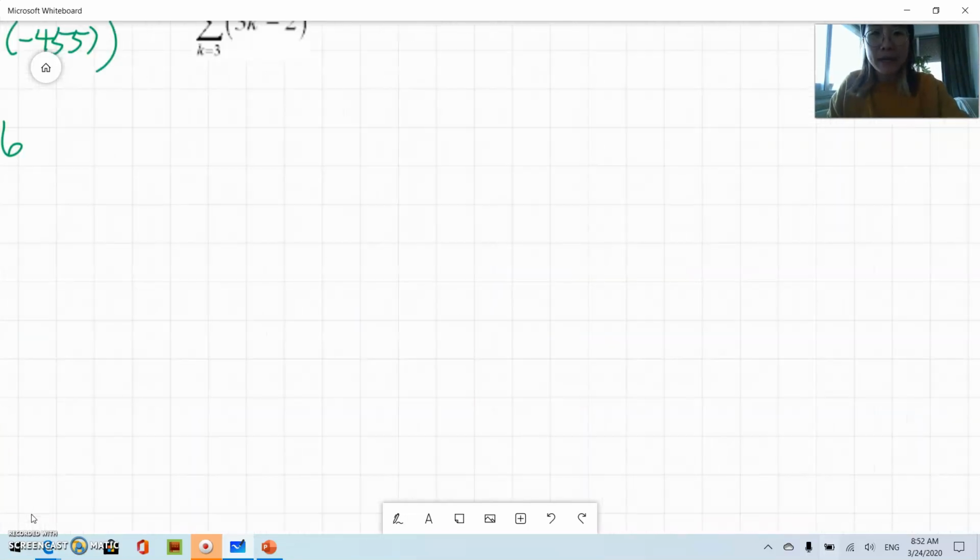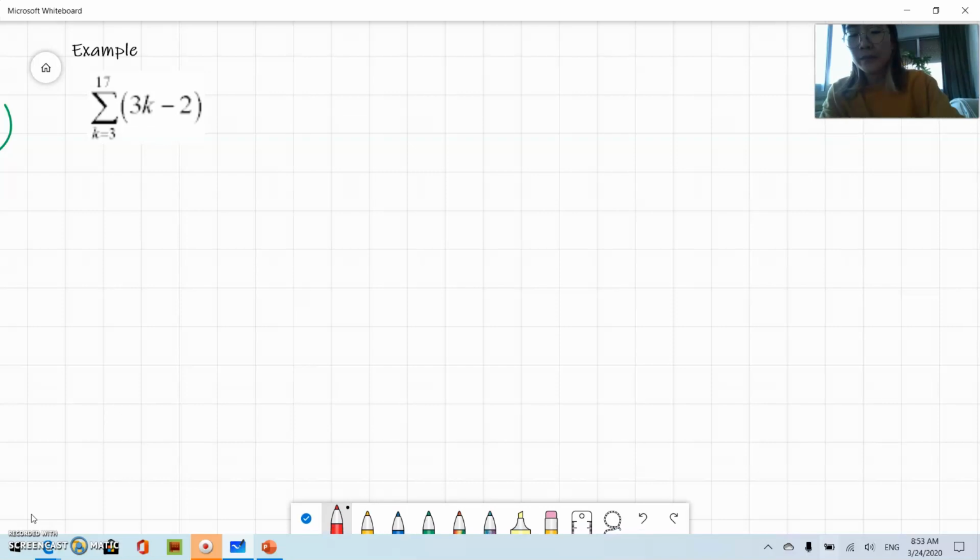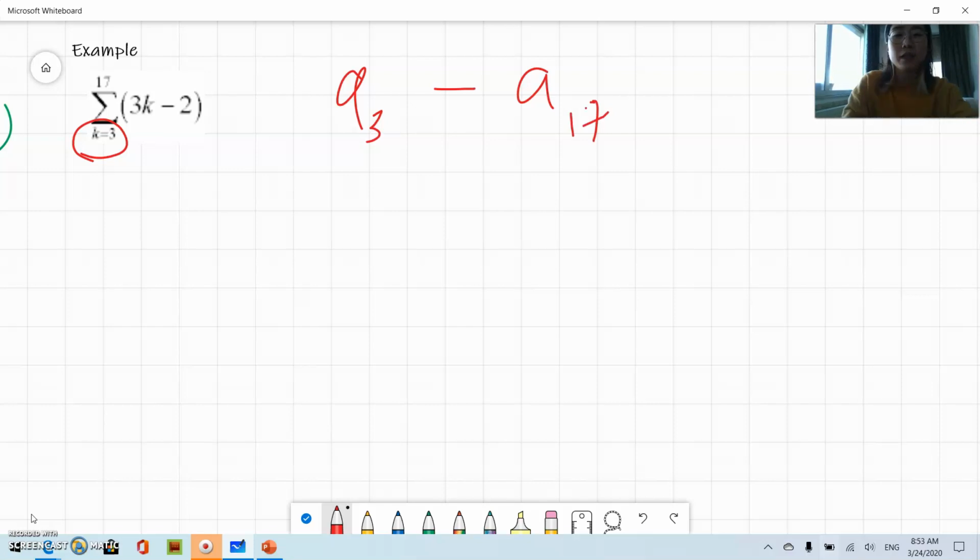Alright, the last example I have is with the summation sign because I wanted you to know how to read this. But this one is also a little bit interesting because if you notice here, my first term actually starts at a sub 3, which is the third term, right? And then it goes all the way to a sub 17, the 17th term. So if you see our series formula, it's always from the first term all the way to the nth term. But now we have to kind of modify this.